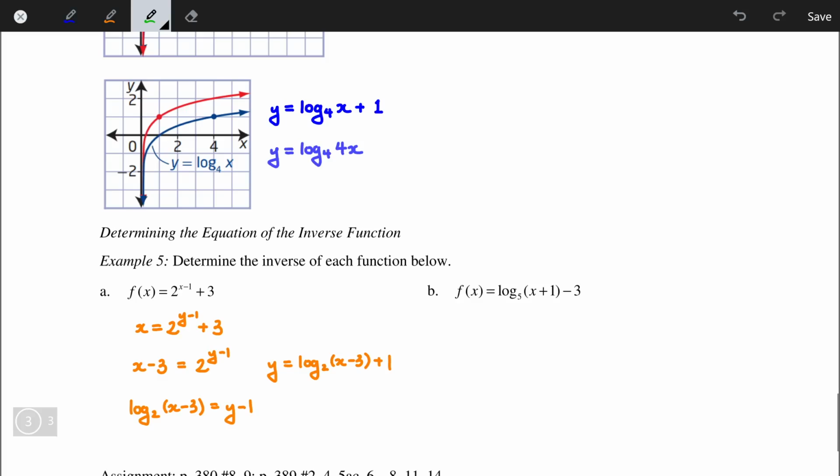One more. So again, we start with switching x and y. So we have x equals log base 5 of y plus 1 minus 3. We're going to add 3 to both sides. And then rewrite this in exponential form. So we have 5 to the x plus 3 power is equal to y plus 1, which of course means that y is equal to 5 to the x plus 3 power minus 1.